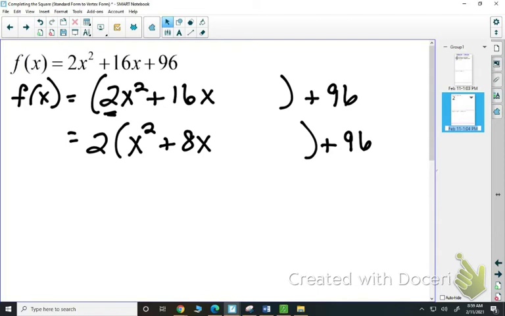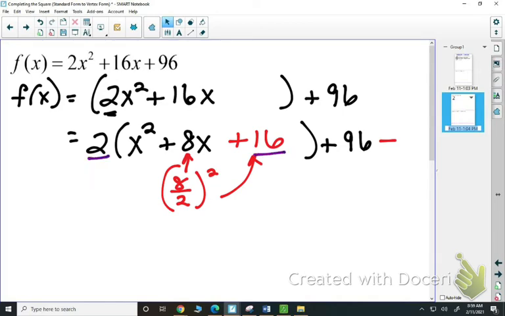Okay, so again, what we're going to do is take our middle term, which is 8, divided by 2, and square it to get that number there. 8 divided by 2 is 4, and 4 squared is 16. Now to keep it balanced, you have to subtract it as well. Now, I'm not just going to subtract 16. Let's keep in mind, that really means 2 times 16. 2 times 16 is 32, so I have to subtract 32 out here to keep it balanced.